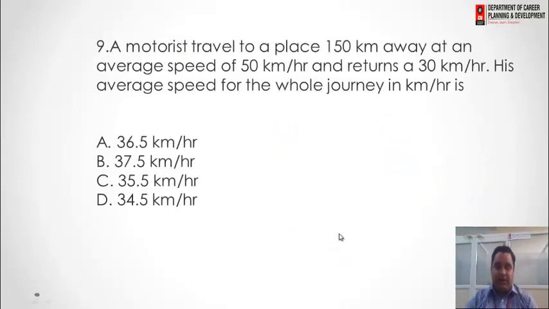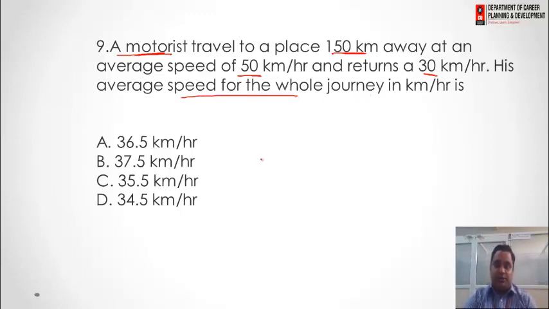Now the next question we have. In this question, we just need to understand that a motorcyclist travels to a place 150 kilometers away at an average speed of 50 kilometers per hour and returns at 30 kilometers per hour. Then the average speed of the whole journey is, in kilometers per hour?